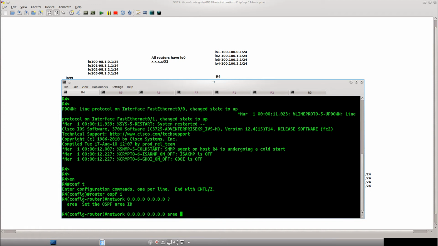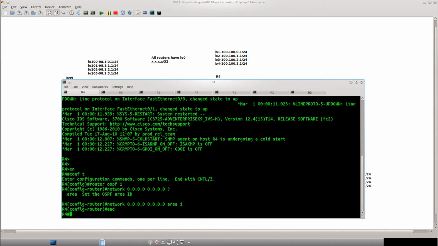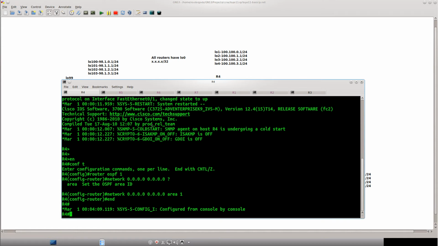Area. Usually you do area 0. In our case here, we are going to do area 1. So network all zeros, throw it all into area 1. And after you do that, always verify that OSPF started and also that the correct interfaces are in OSPF.